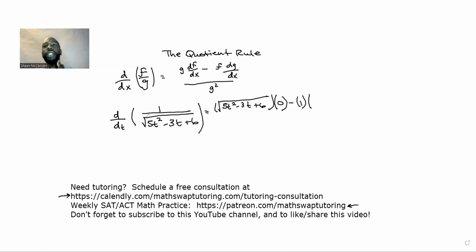Remember, whenever you're taking the square root of something, it's just like raising that thing to the 1/2 power. And when it's in the denominator of a fraction, the exponent is negative. So this is like 5t squared minus 3t plus 6 to the negative 1/2 power. So keep that in mind. So bottom times the derivative of the top minus the top times the derivative of the bottom.